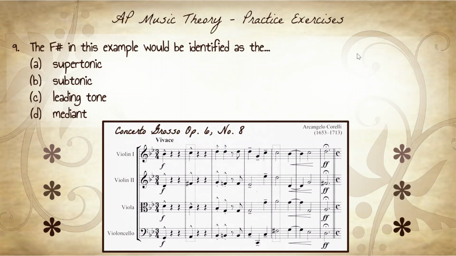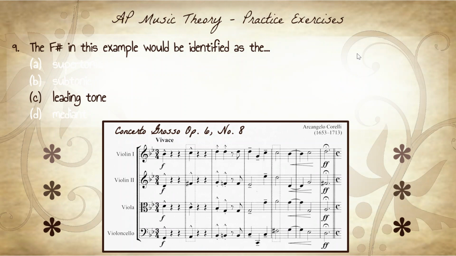Question 9. The F sharp in this example would be identified as the A, supertonic, B, subtonic, C, leading tone, or D, mediant. The correct answer is C, the leading tone. In G harmonic minor, the raised 7th scale degree, the leading tone, is F sharp.